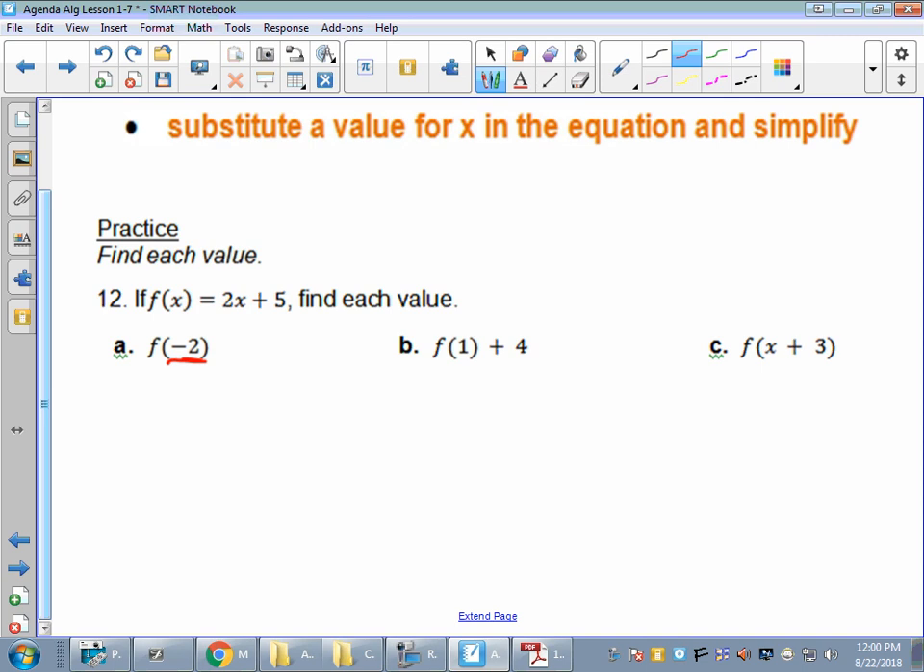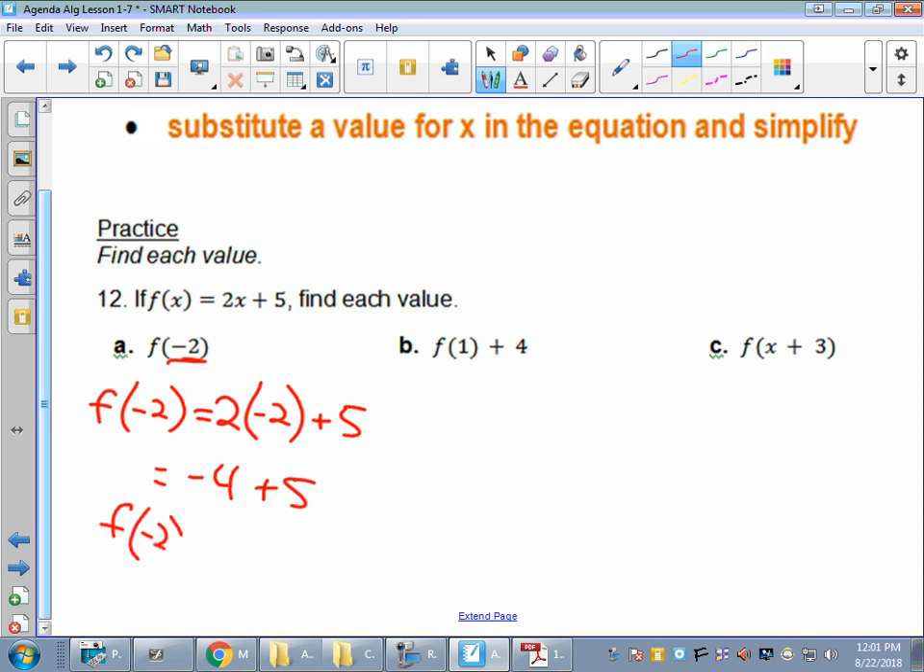And so when I write this, instead of writing y, I'm writing f of negative 2 equals 2 times negative 2, because I'm just substituting it in for that x, plus 5. Now when we do the math, we end up getting negative 4 here, plus 5. So we just do that math across, negative 4 plus 5, and we get f of negative 2 equals 1. And that would be our answer there.